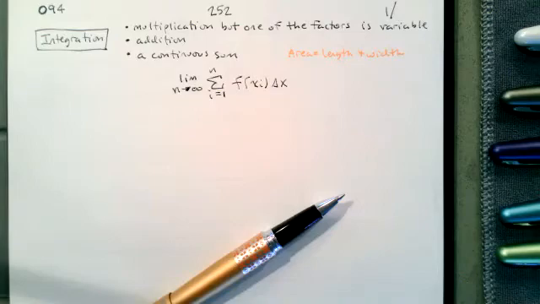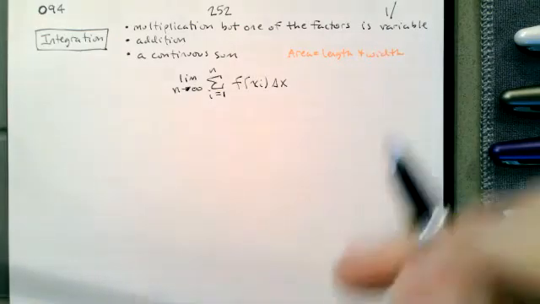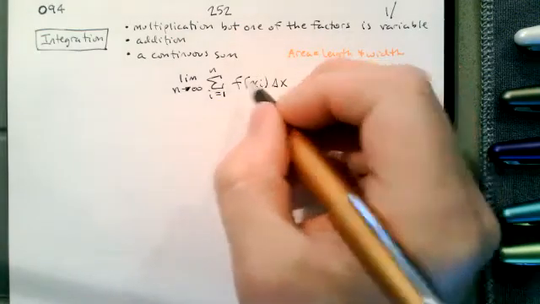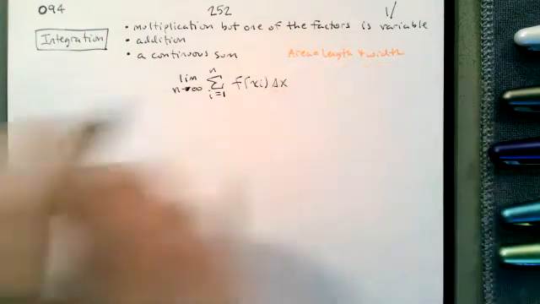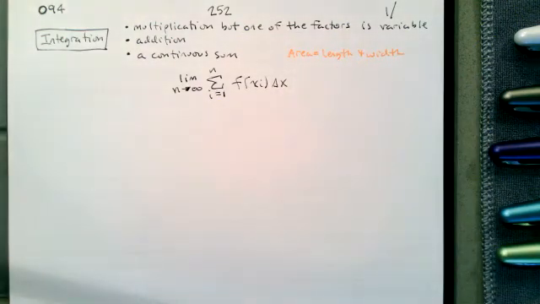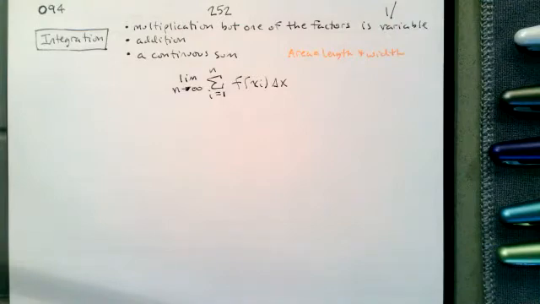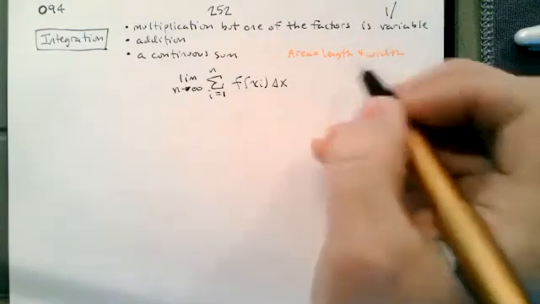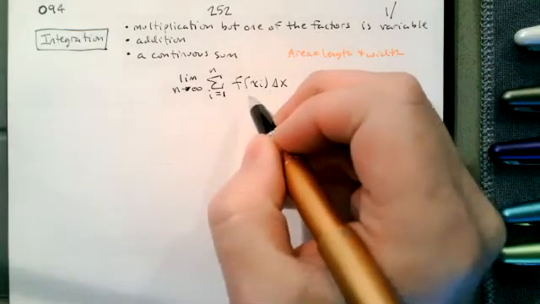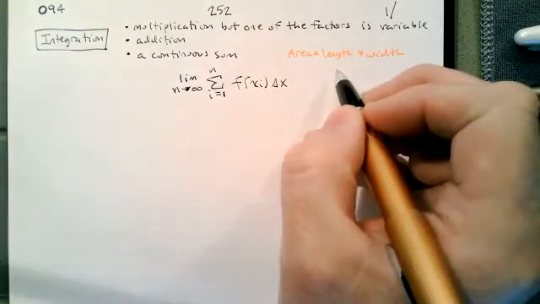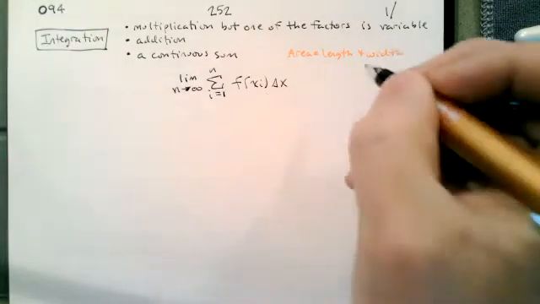So we're doing area equals length times width, but the length is the function and it's variable. So what we do is we assume that the length is constant for some small change in x. We want to just multiply length times width, but we can't because the length is variable. So what we do is we break the area into small pieces. We assume that the length is constant for some small change in x.